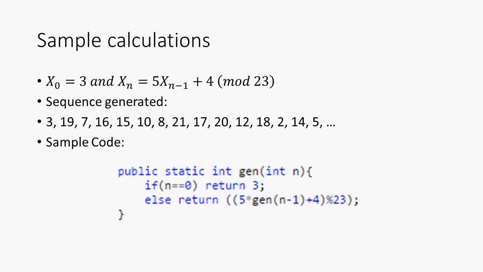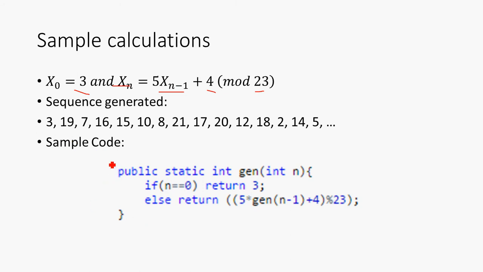So here's some sample calculations. We have that x naught is 3, and we have that x of n is going to be 5 times x of n minus 1 plus 4 mod 23. And notice that I chose 23 because it's prime, and it's easy to find coprime numbers with a prime number like 23. So here's the sequence that's generated. As you can see, it looks pretty random.